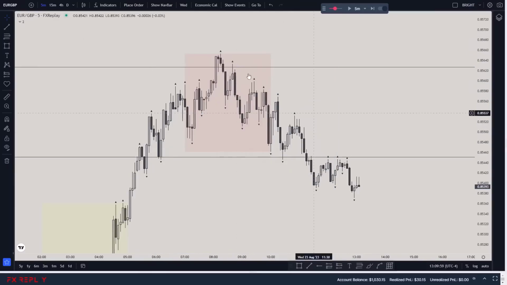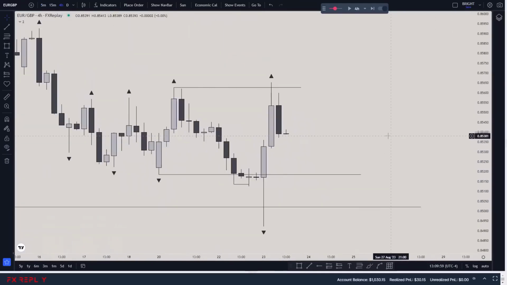Now, as we said, we can enter on the kill zones, but then if you want to hold, you can hold out of the kill zones. But the entry should be in the kill zone, okay? Back to the 4 hour, what we see here.